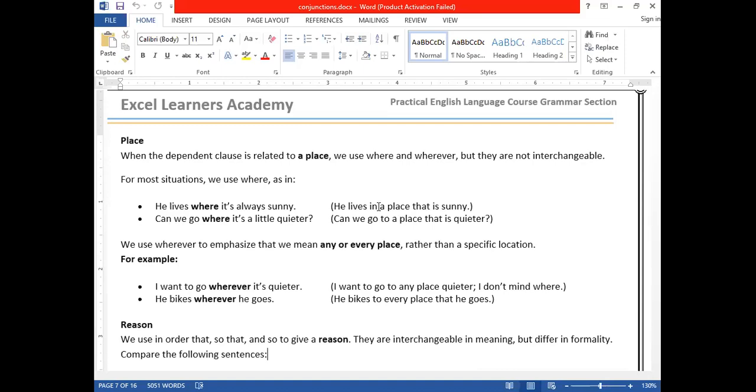Clear? For example, he lives where it's always sunny. Where? The place. Clear? He lives where it's always sunny. Can we go where it is a little quieter? Where? So it is used for place. Wherever, we can also use it. Clear? We use ever to emphasize. Where is normal, wherever emphasizes.